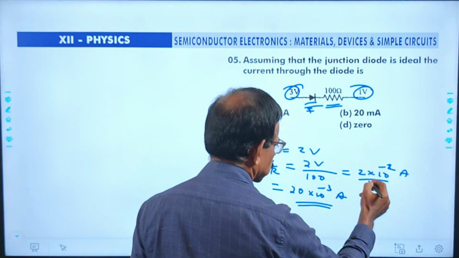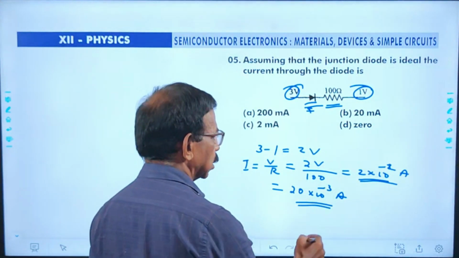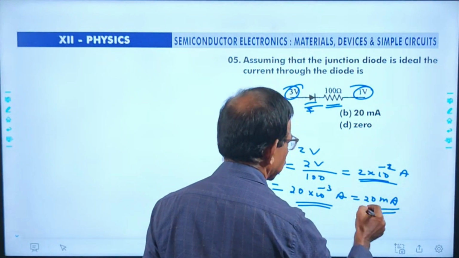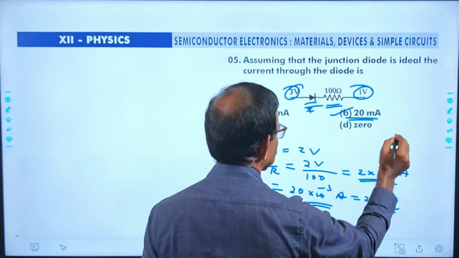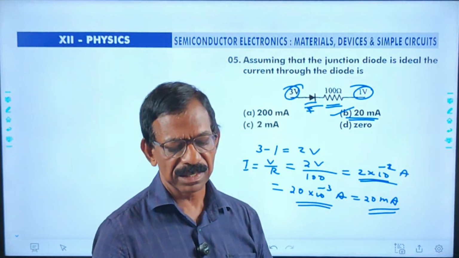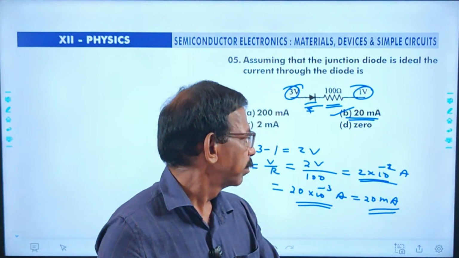2 into 10 raised to minus 2 means 20 into 10 raised to minus 3. That means it is 20 milliampere. This is the current through this circuit. The current through the diode is 20 milliampere. Hence the correct answer is option B.